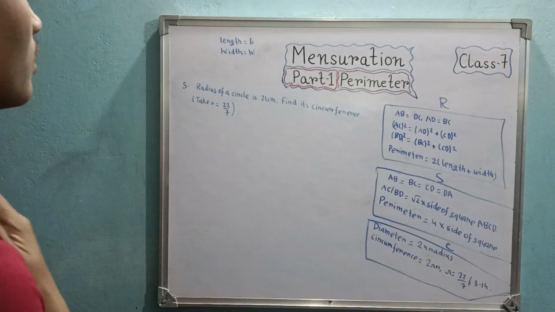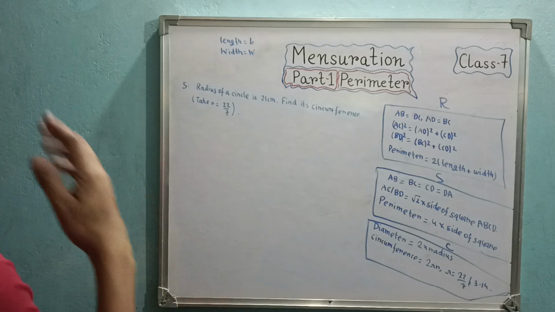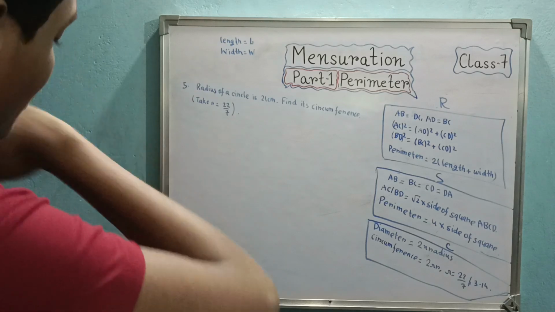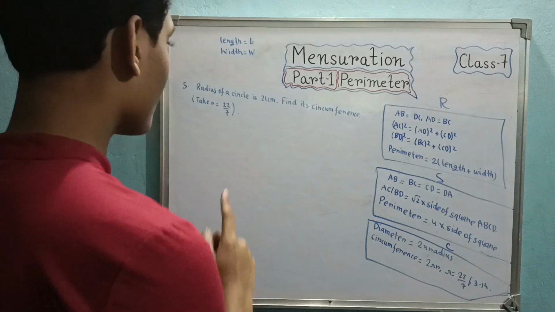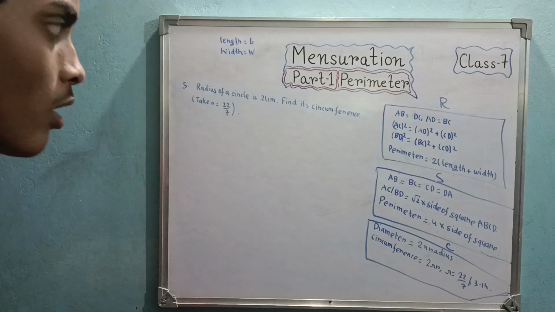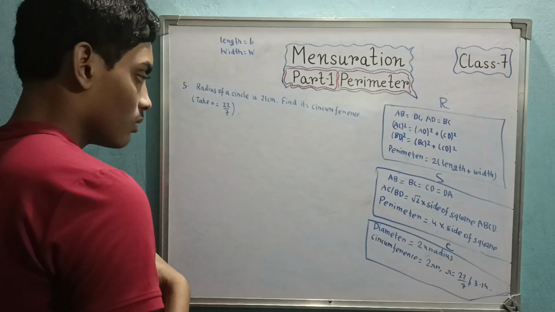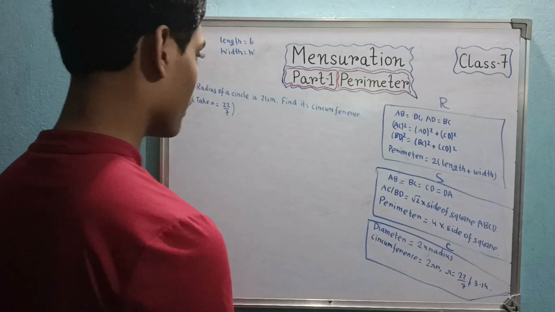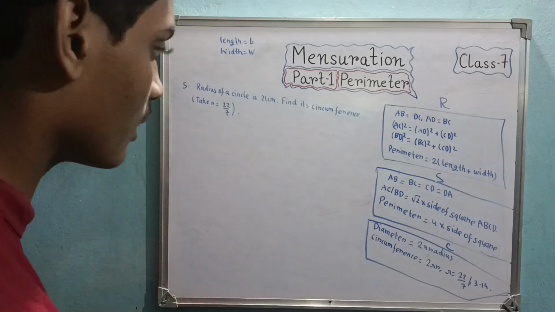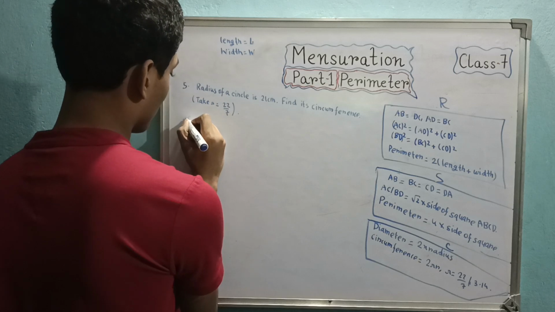So see, in higher classes you will not be given the value of pi that you have to take, but here you will be mentioned which value you have to take. You can either be given 22 by 7 or 3.14 or 3 whole 1 by 7, which is 22 by 7. Okay. Now we know the radius of a circle is this. What is the circumference of a circle? 2 pi r. So let's write directly.